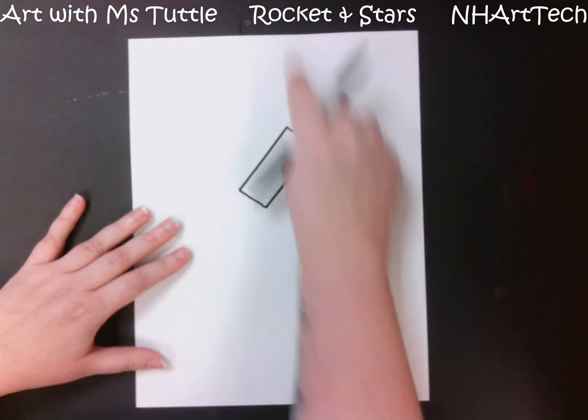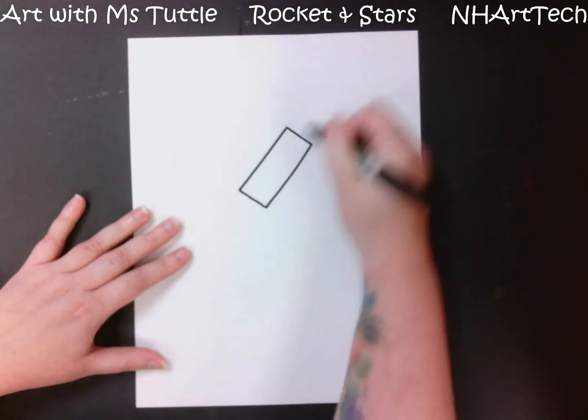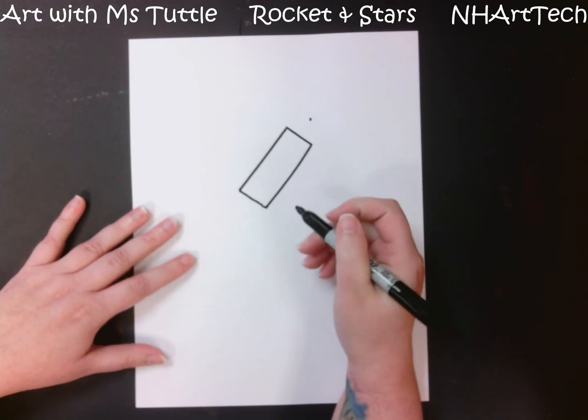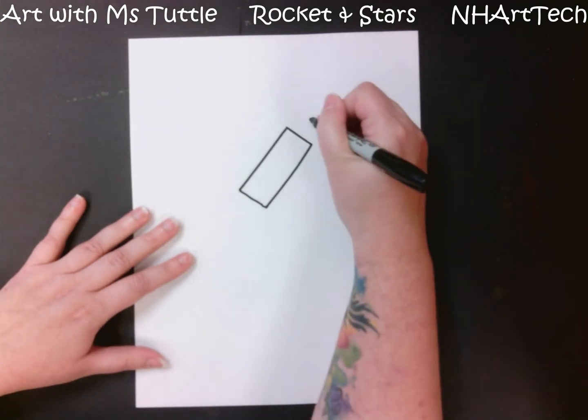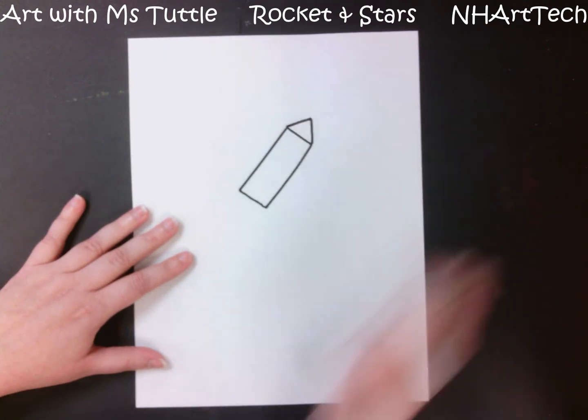At the top, so closer to the top of our paper, but coming from our rectangle, I'm going to draw a dot because we're going to turn the front of that rocket into a triangle. So we're going to draw our triangle.